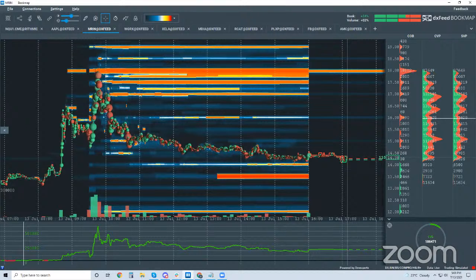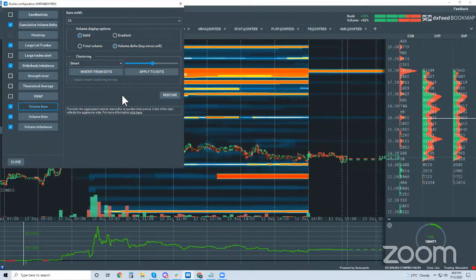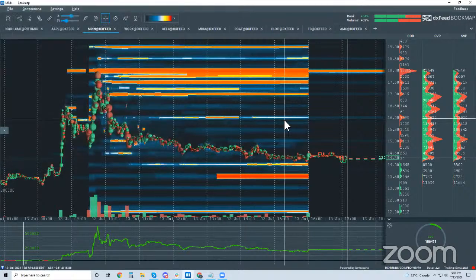I think that's it. Let's see, any more settings about the book and the volume bars. Yeah, the volume bars too, as well. You can right click on these and go to volume settings here, the volume bars. You can look at delta, which is what I'm doing. You can even match it to the volume dots from above if you like, for the clustering only.